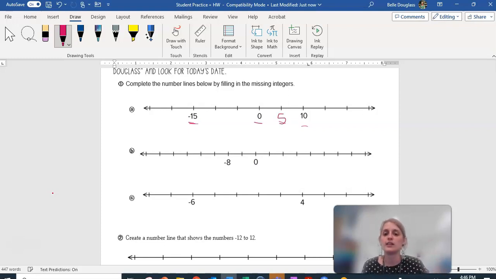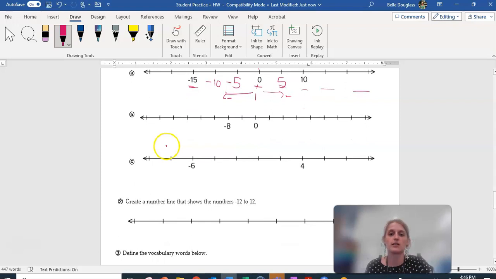So then you fill it in, and you fill in all of these numbers, and then let's double check here. If this is 0, that's kind of our midpoint, our line at which numbers on the right are positive and numbers on the left are negative. So if this is positive 5, then we're going to have negative 5 over here. Negative 10, negative 15. Okay, our pattern works. You fill in the rest.